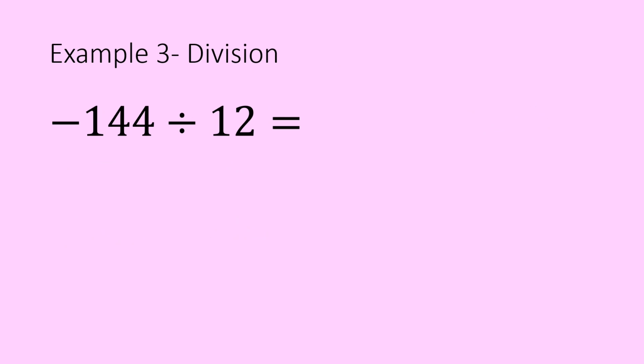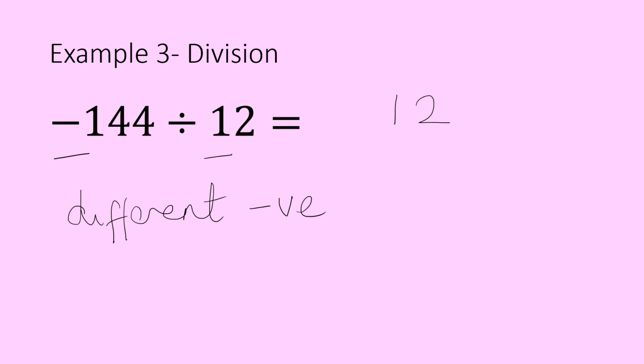Let's have an example with division. We've got -144 divided by 12. So 144 divided by 12 is just 12. Now let's look at what sign the answer should be. We've got a negative number and a positive number. So the signs are different. So the answer is going to be negative. So we put a minus in front of the answer.